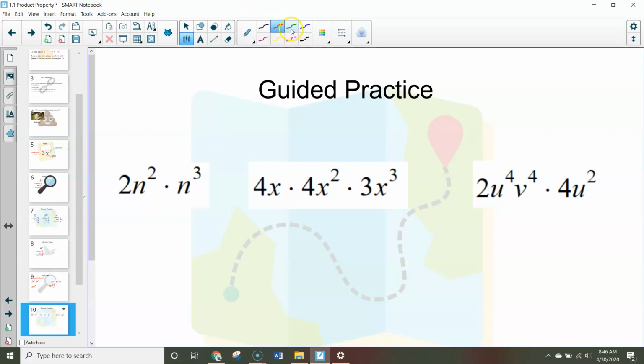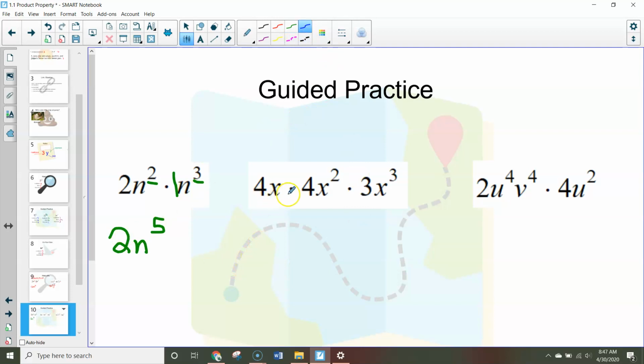Guided practice. Okay, so go ahead and we're going to look at this problem first. So write it down. 2n squared times n cubed. You can also read that as 2n to the 2nd power times n to the 3rd power. Okay, so first I want to multiply my coefficients. So this one's a 2. Here it's invisible, but my invisible number here is a 1. So 2 times 1 gives me 2. Then I look at my base is n, and I add my exponent. So 2 plus 3 is 5.